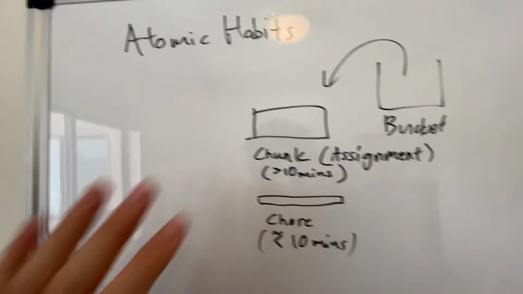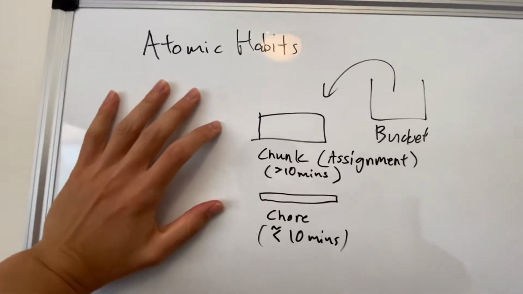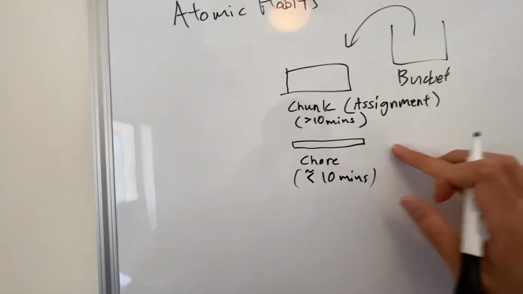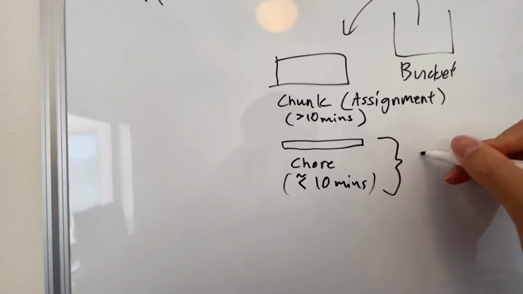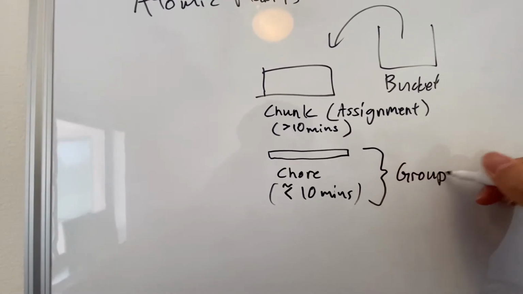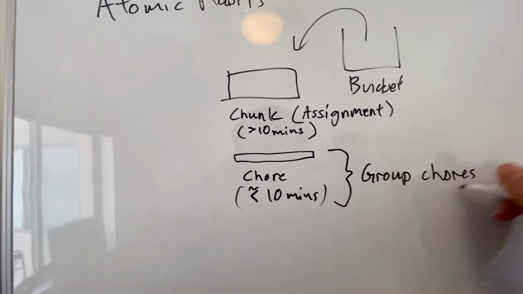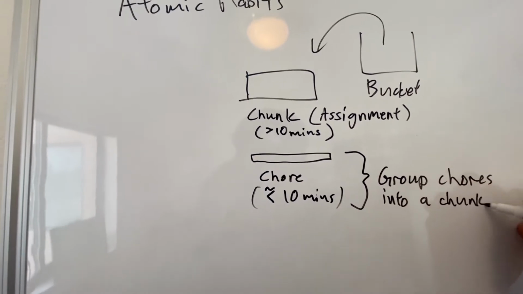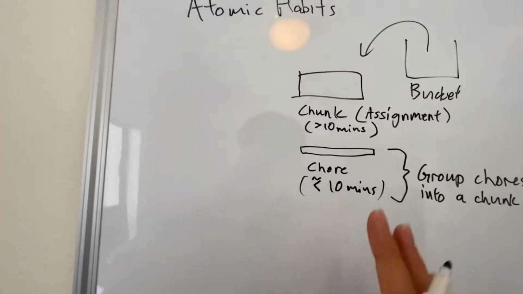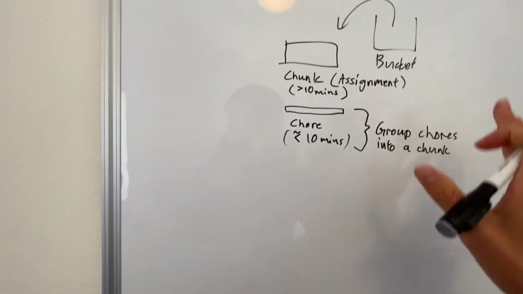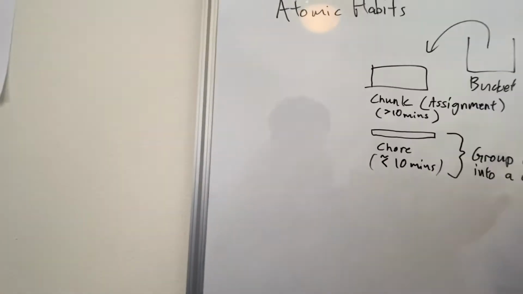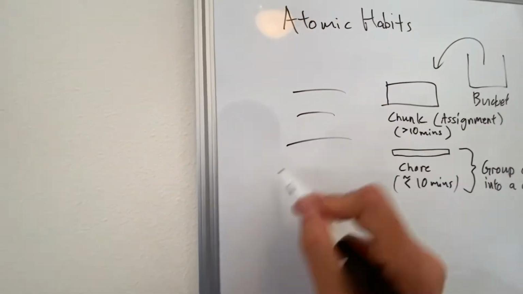And I haven't figured out how I'm going to do this next part. So right now, what you can do is group chores into a chunk. So your chores are short tasks, but all together you can group them into a chunk. And that stops you from doing one chore. So your normal timeline would have like 7 chores spread out through the day because you're like, I don't want to do everything at once.